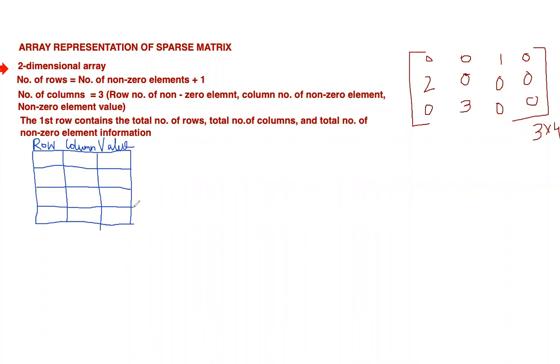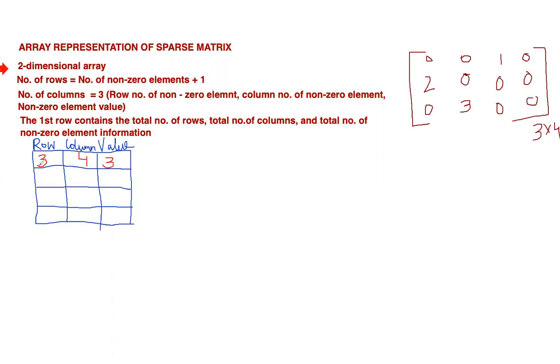So I have already drawn this, and you can see that there is a row number, there is a column number, and there is a value field. So these 3 are the columns which will be fixed for any sparse matrix. Now what will be the values? In the first row, we will note down the number of rows, number of columns, and the number of non-zero elements in the sparse matrix. Our sparse matrix is of dimension 3 cross 4. So the row entry will be 3, the column entry will be 4, and the number of non-zero elements are 1, 2, and 3. So it is going to be 3.